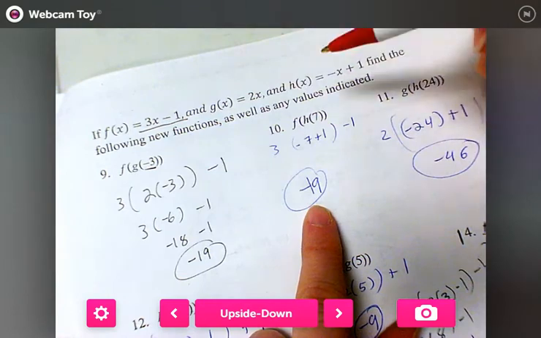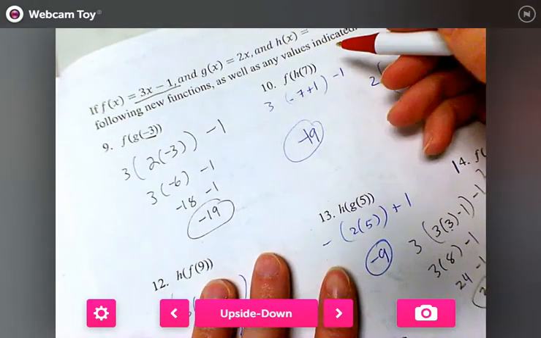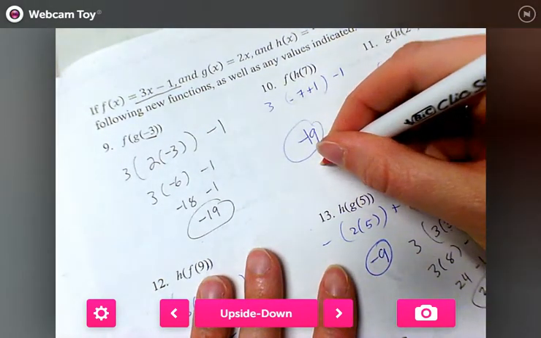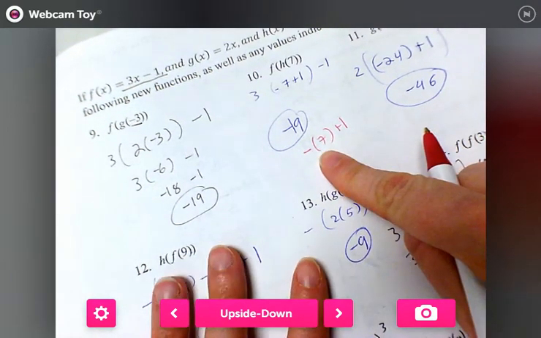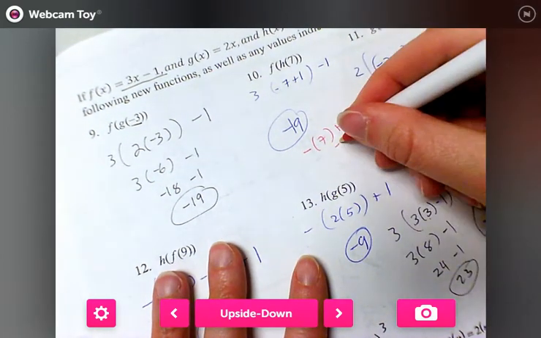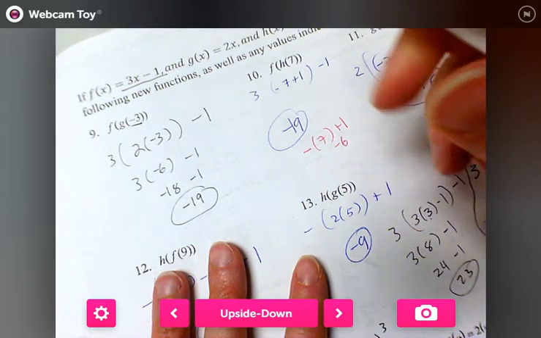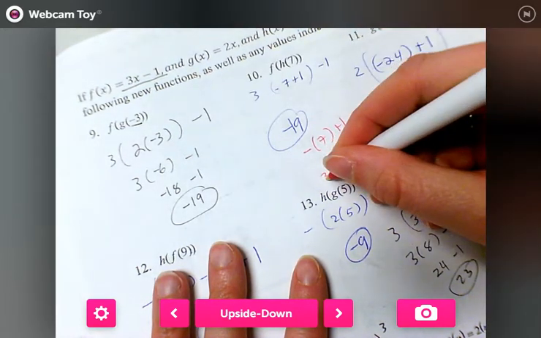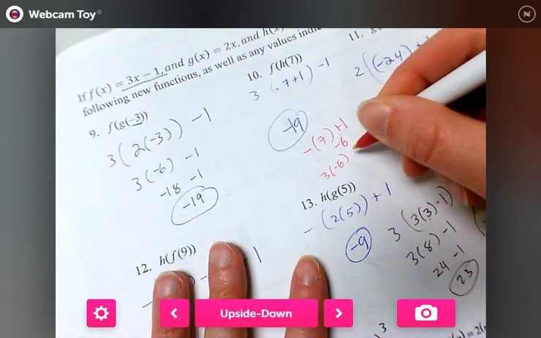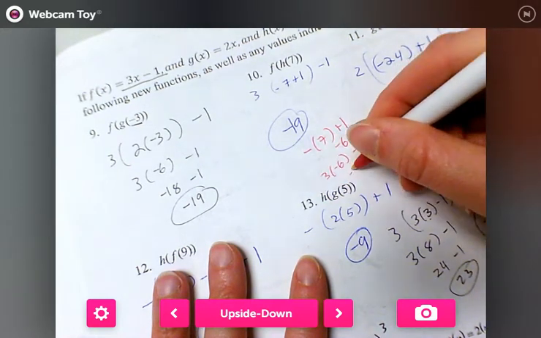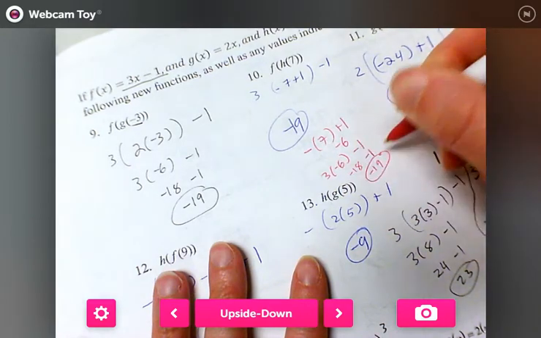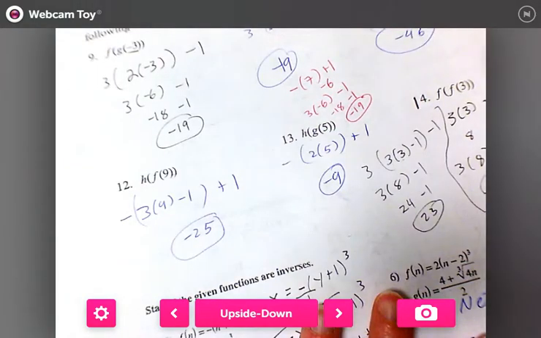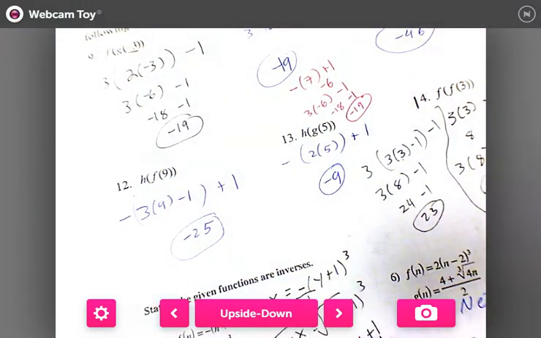So a lot of you guys like it this other way that I've done it. So it's negative 7 plus 1. So negative 7 plus 1 gives me negative 6, right? And then I take negative 6 and put it in for f of x. So I get 3 times negative 6 minus 1. 3 times negative 6 is negative 18. Negative 18 minus 1 is negative 19. That's my final answer.